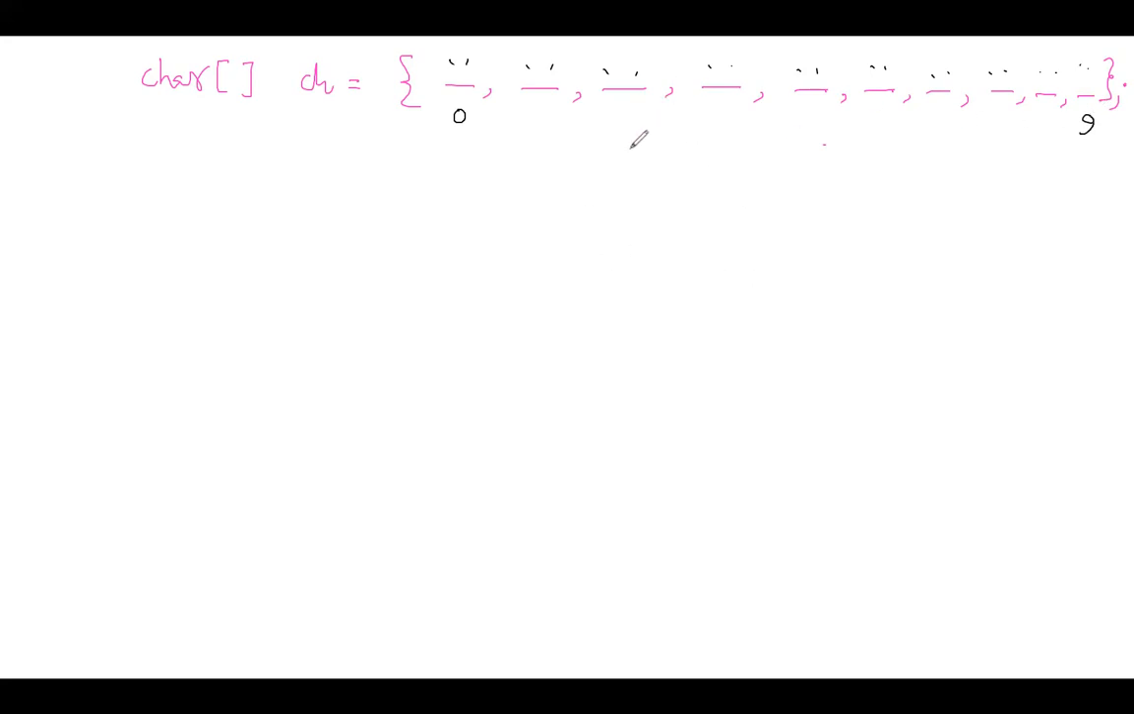What is the requirement? Copy the vowels into a new empty array. Copy the consonants into another empty array. That's the requirement. So how do you do this one?